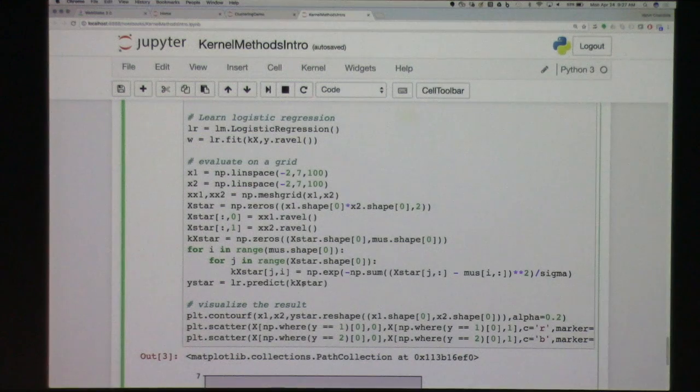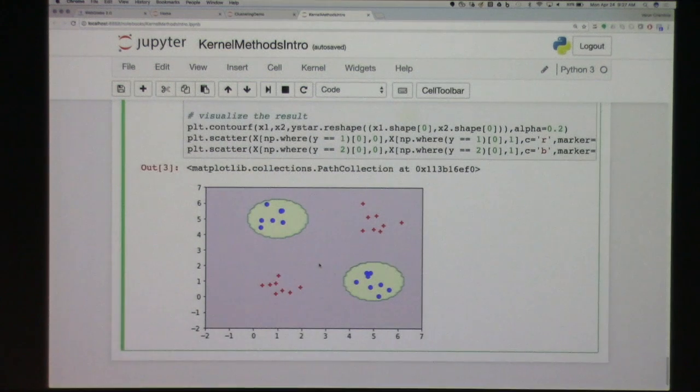Okay, so that's a good question. The question is, if you are doing this infinite dimensional space thing and then learning there, is it not overfitting? And the answer is yes. For example, here, I think you are overfitting. So then what you have to do is control that overfitting in some other way. In SVMs, we'll look at that.